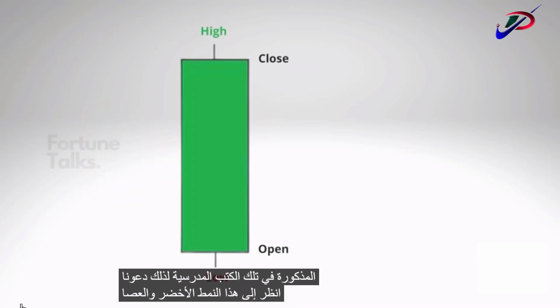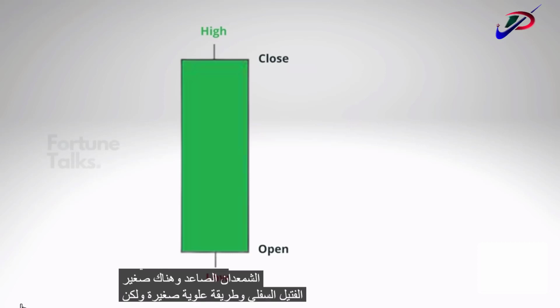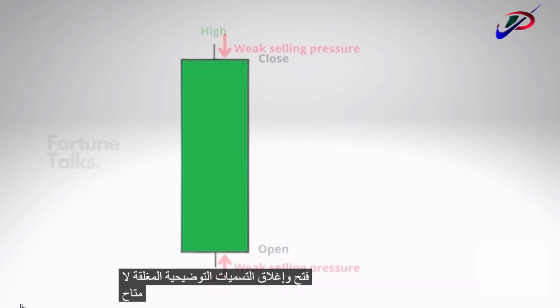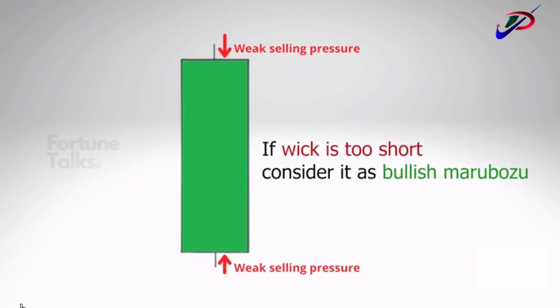So let's look at this green candlestick pattern where the price has closed higher for the period. It has opened lower and closed higher, which means it is a bullish candlestick, and there is a small lower wick and a small upper wick. But the high and low prices are so close to the open and close prices, which means there is very weak selling pressure from the bears. So in real market conditions, we can actually consider these candles as bullish Marubozus, because even though there was slight selling pressure, it is still a strong bullish candle.